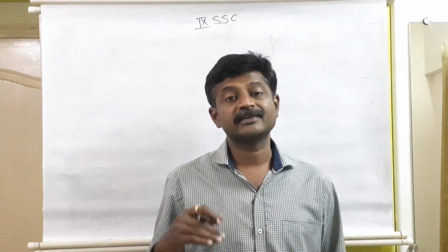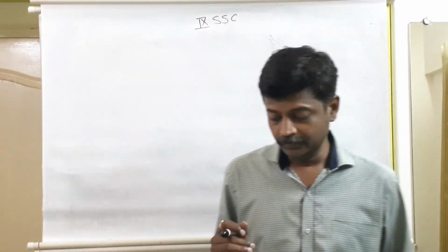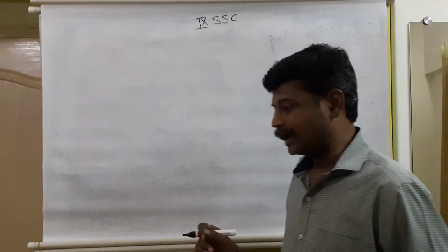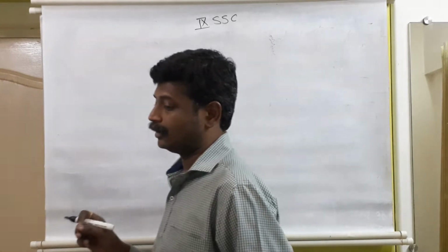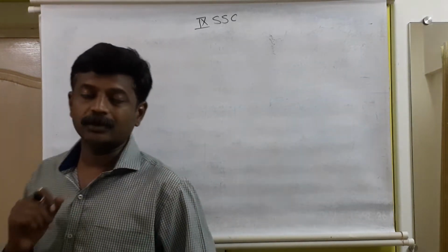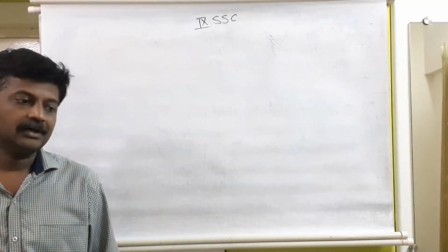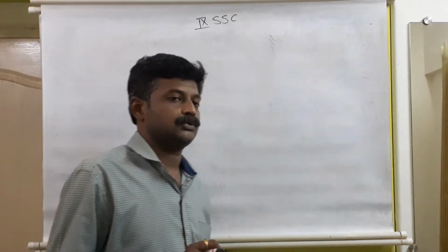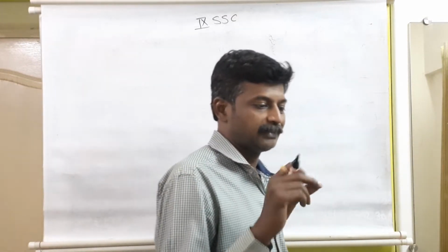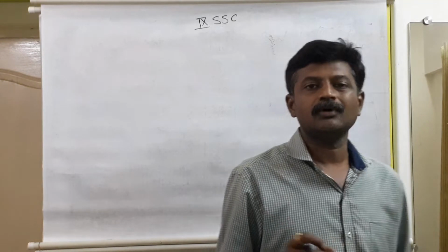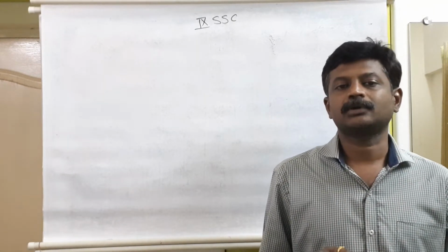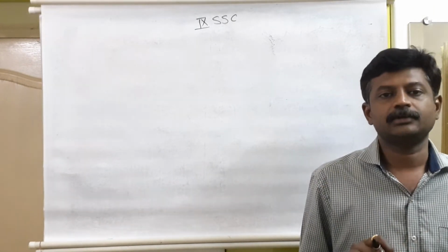If the number of observations n is odd, then we have to arrange the given data in ascending order, and after that the observation which is at the position n plus 1 upon 2 will be the median.